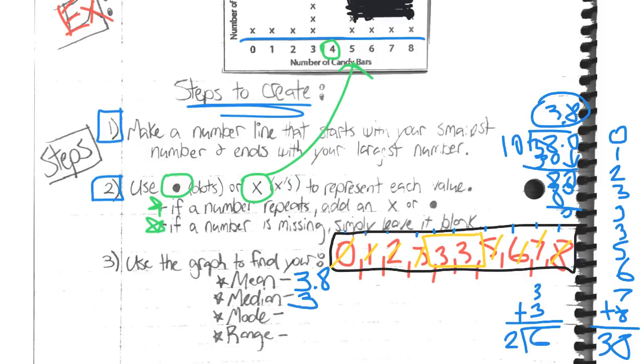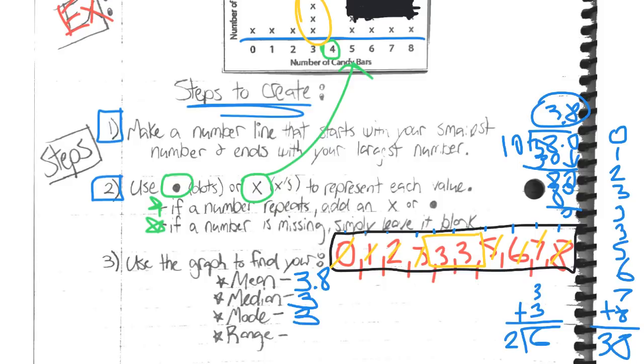Our mode is our number that is repeated the most. Now, since I crossed out all those extra ones up above, the 5, 6, and the 8, our mode now, because we're pretending like we don't have those, the only one that's repeated up above is our number 3. And we can tell from when we put it in order right here also. So again, our answer is 3.